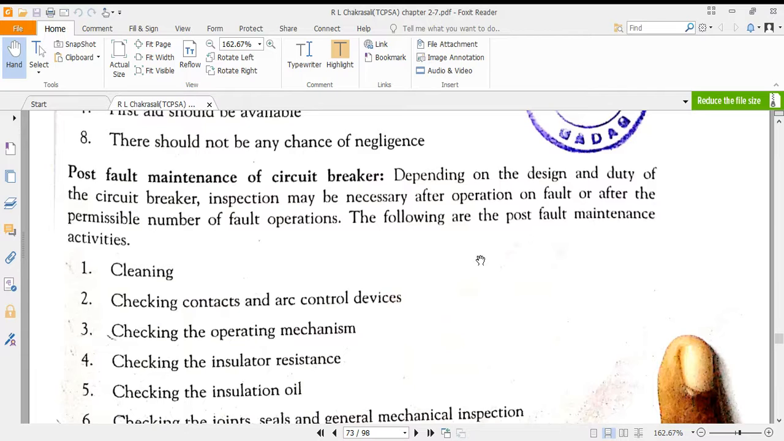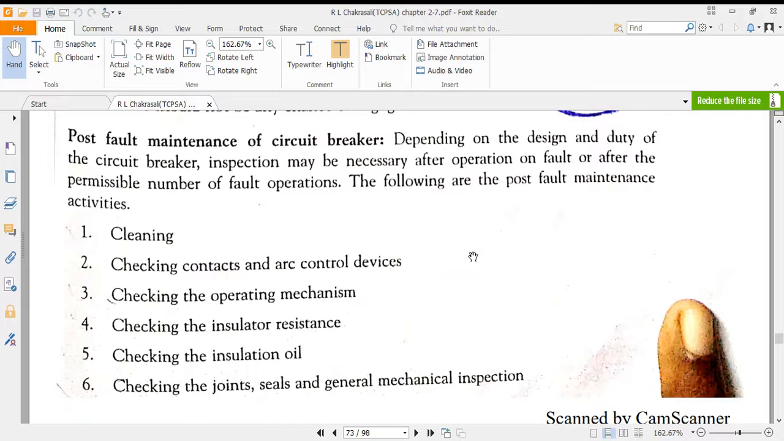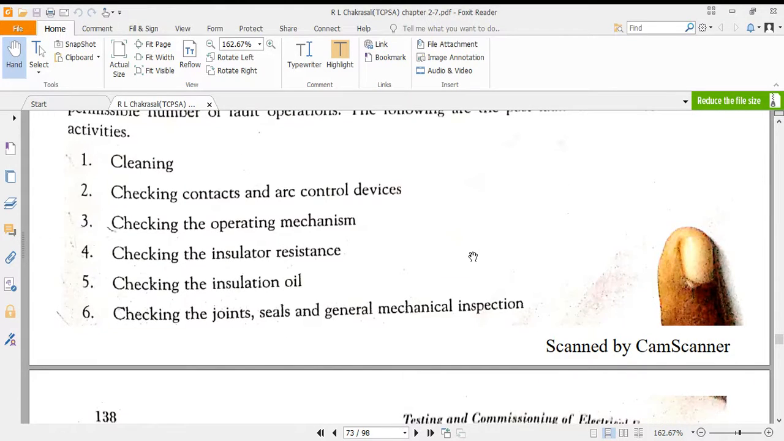Post-fault maintenance of circuit breaker. The fault has occurred, the circuit breaker has operated, and the fault is removed. Now the circuit breaker has to be put again in the on condition. After every fault, that is called post fault, what kind of activities are done in circuit breaker maintenance? Let us see: cleaning, checking contacts, checking the operating mechanism, checking insulation resistance once again.